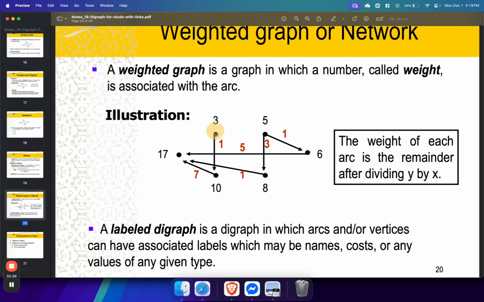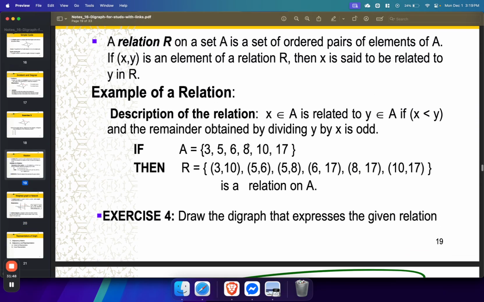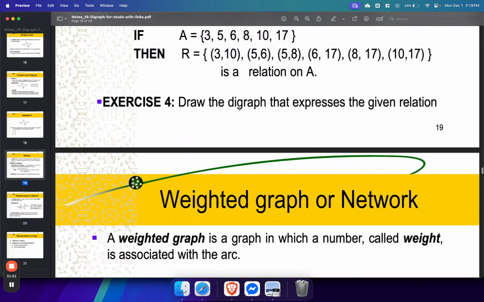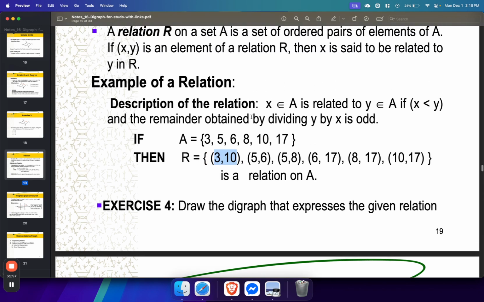So the weight from 3 to 10 is 1. The weight from 8 to 17 is 1. The weight from 10 to 17 is 7. And so on and so forth. So what does that mean? In this specific illustration, the weight of each of the arcs is the remainder after dividing y by x. Familiar ba ni siya? It should be, because earlier, that is how we described the relationship between your arcs. So the arc from 3 to 10 is the remainder we get by dividing y by x.